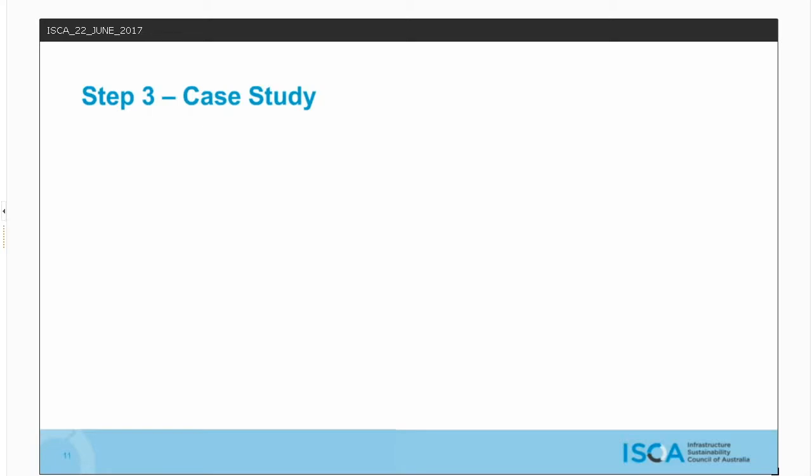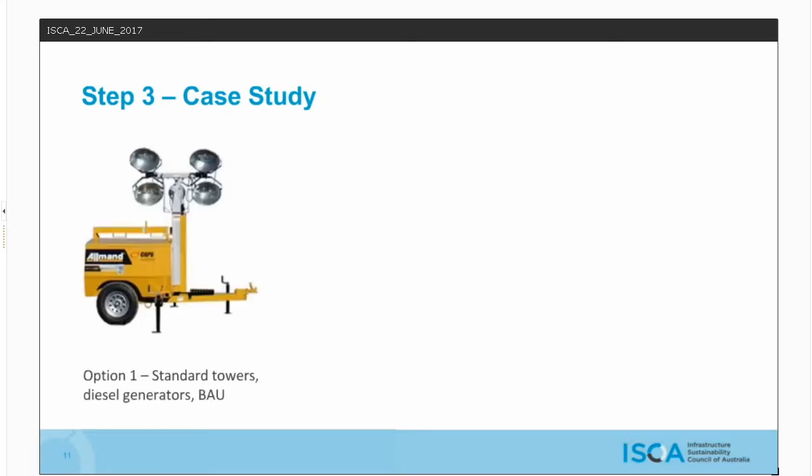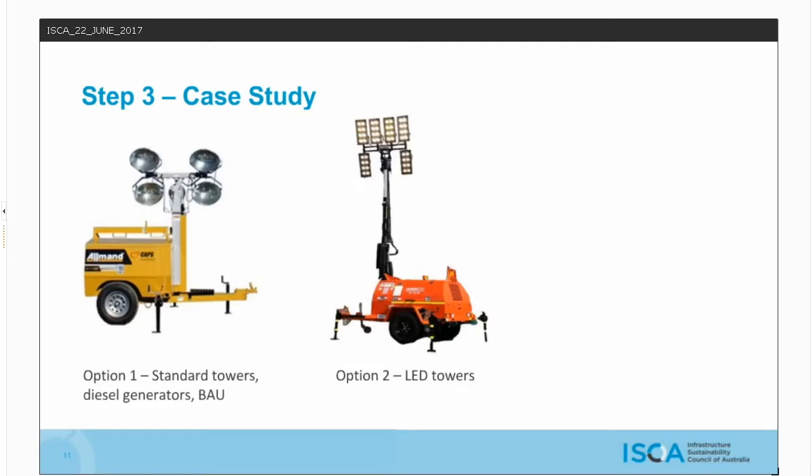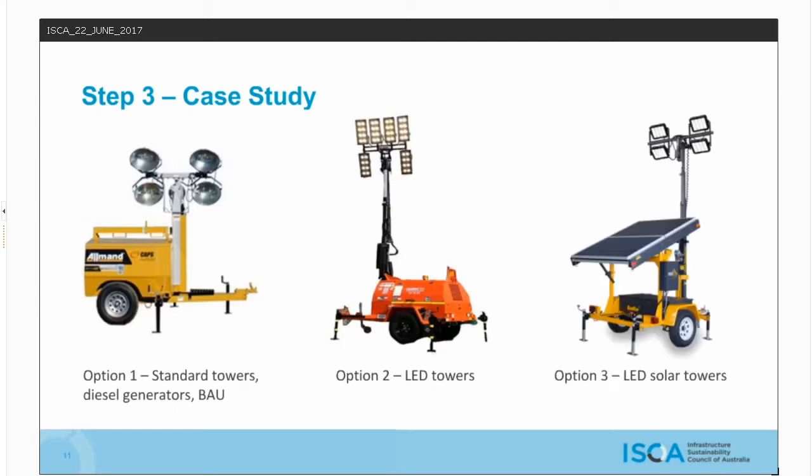Standard towers, which are business as usual option, powered by diesel generators. You're familiar with those. LED towers, which use LED lights powered by diesel generators. LED lights are more energy efficient than the standard towers, and the generator may therefore be smaller. And LED solar towers are another option. They use LED lights powered by solar panels and a diesel generator, providing a hybrid system. These towers may provide further energy benefits.